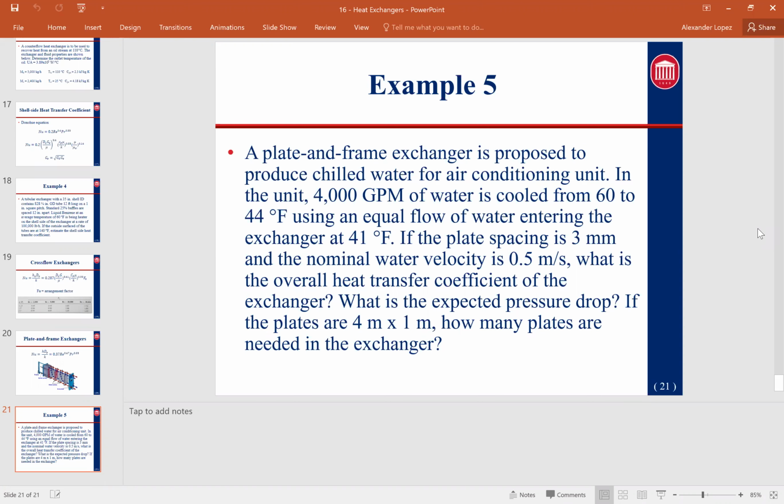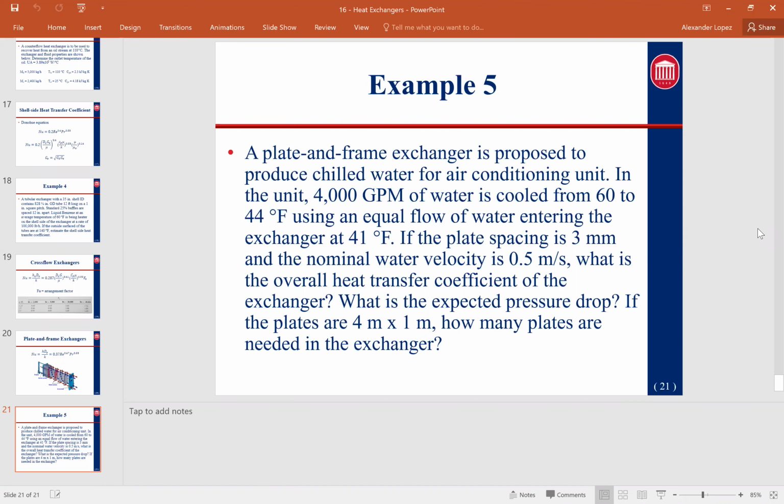A plate and frame heat exchanger is being proposed to produce chilled water from an air conditioning unit. In this unit, 4,000 gallons per minute of water is cooled from 60 degrees to 44 degrees using an equal flow of water entering the exchanger at 41 degrees.